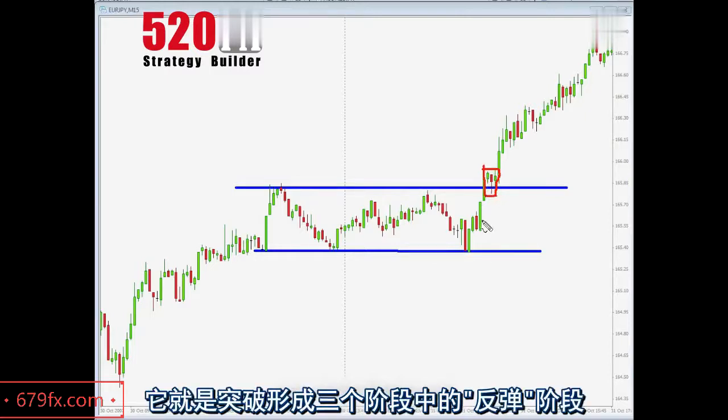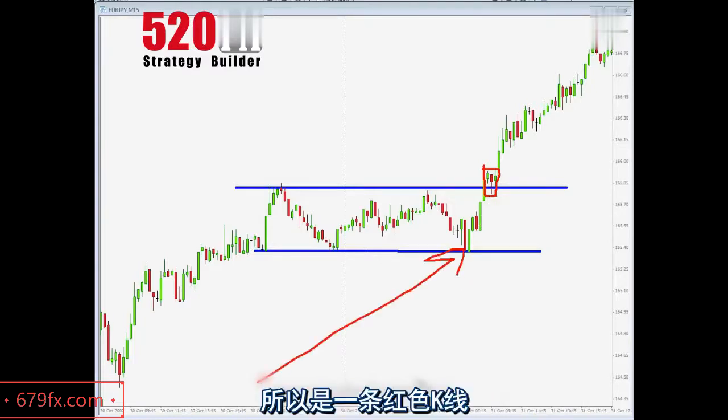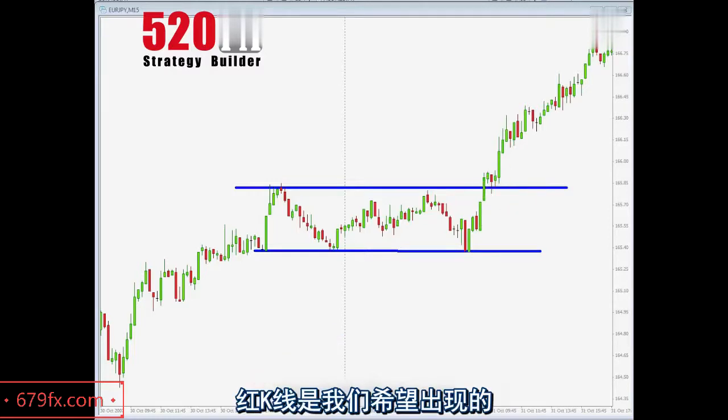That represents the pullback aspect of the breakout pullback continuation pattern. It's a red bar in this case since, obviously, we are in an uptrend, and the pullback can only be signified by a red bar. You want to see a red bar, one, two, three bars. You do want to see an actual red bar signifying the pullback.